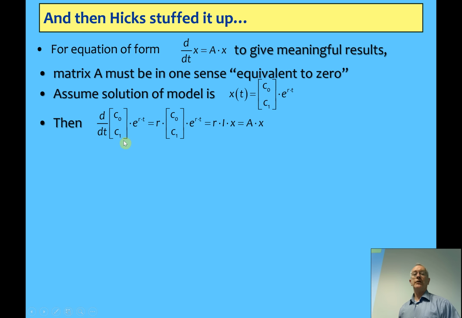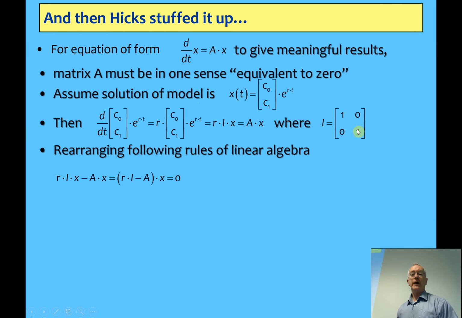So if you differentiate that, you're going to get the differential of this constant multiplied by e to the rt. You're going to get r coming out the front again. You're going to get r multiplied by the identity matrix multiplied by x is equal to a times x. So I've just expanded out this term here using matrix rules. And the identity matrix is just, of course, ones on the diagonal, zeros everywhere else.